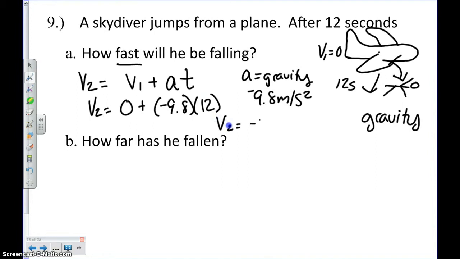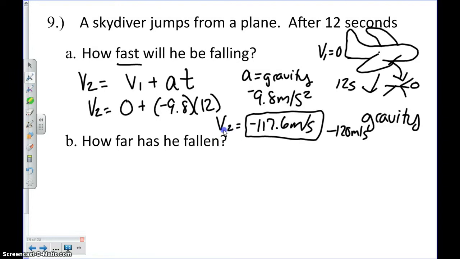v2 equals negative 117.6 meters per second. So that's going to be, like in sig figs, 2 sig figs, negative 120 meters per second, or just negative 118 if you just want to round. So how far has he fallen? So again, we're going to use this number to calculate. So how far has he fallen?